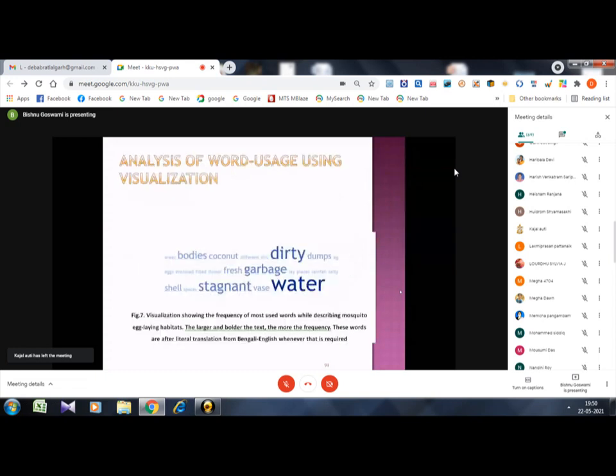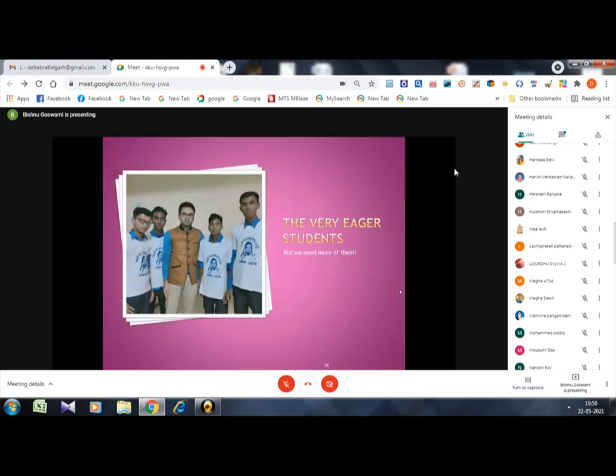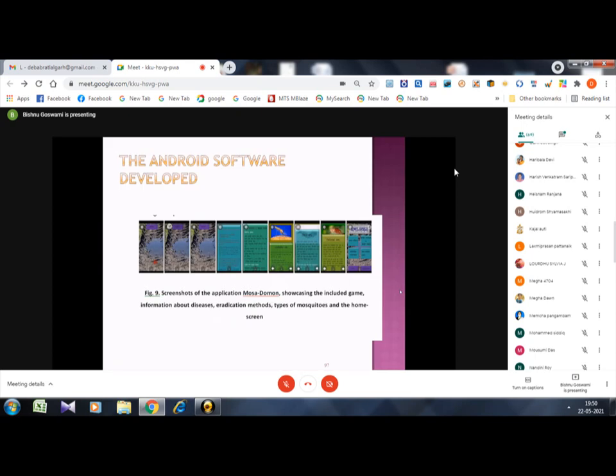So we also did an analysis of word usage using visualization. This is how our software works, and we found out how they describe where mosquitoes lay eggs. We also found out what kind of repellents to use. We are just showing here how this survey was done, and you can see the students there, and they were very eager, but we do need more of them to make our research a successful one.